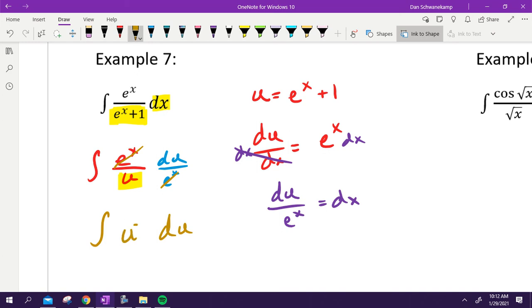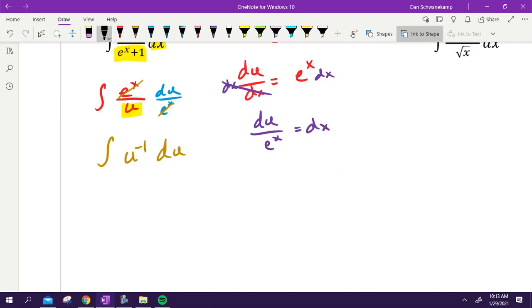So if you'd like to, you could rewrite this as u to the negative 1. And then, if you add 1 to that, that is natural log. Yeah, if we add 1, we get u to the 0, and then we would divide by 0. That's bad. Sets off an alarm in my brain. We don't like dividing by 0. So what are we going to do if we add 1 and we get 0? That is natural log. So this guy right here is going to be the natural log.